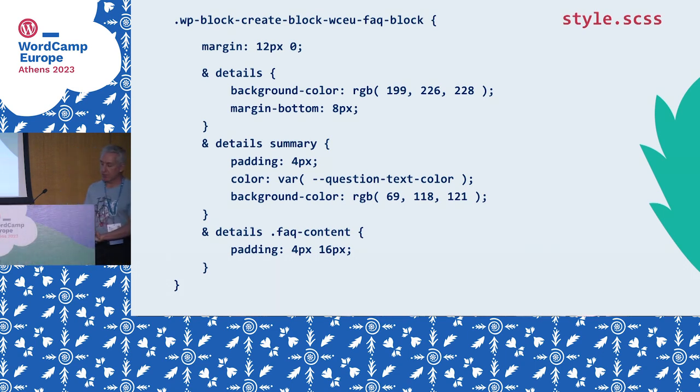Now you should have in your inspector panel a text color or question text color element that you can use to change the color of the text. And you'll find that works fine in the editor, but doesn't work in the front end. Yep, everyone getting that? So let's make that work in the front end as well.